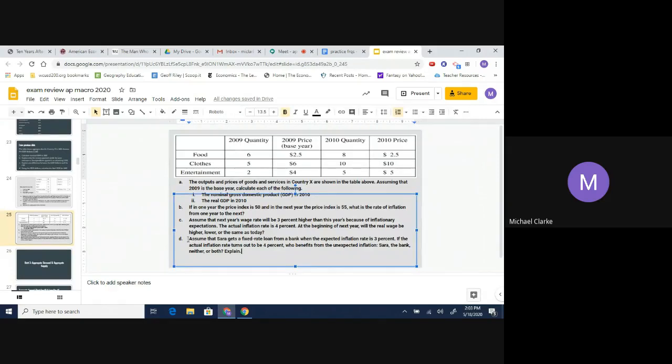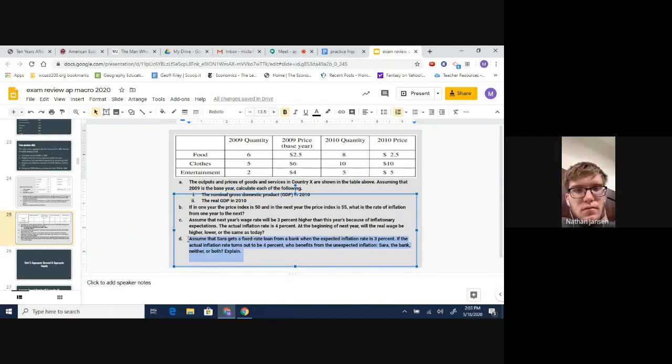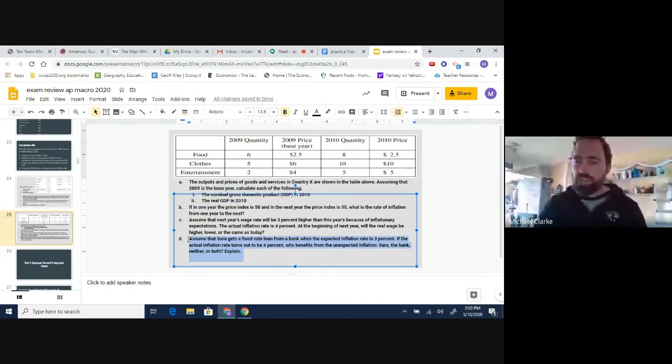All right, so Part D here. So Sarah gets a fixed rate loan from a bank where the expected inflation rate is 3%. So what that means is when the bank gave Sarah this loan, they expected inflation to be 3%. They factored that into their loan. Well, now let's say she pays the loan off and the bank goes back and they look, they messed up. They done screwed up. Inflation was really 4%. So in that case, the question asks, when there's unexpected inflation, who's winning? Sarah, the bank, neither, or both?